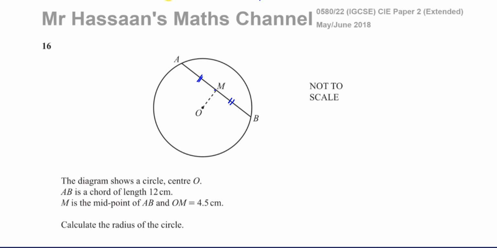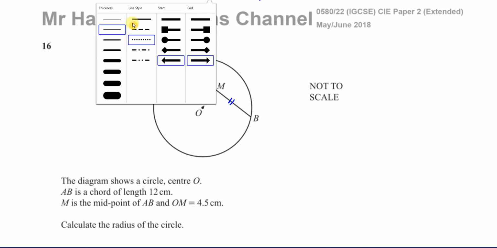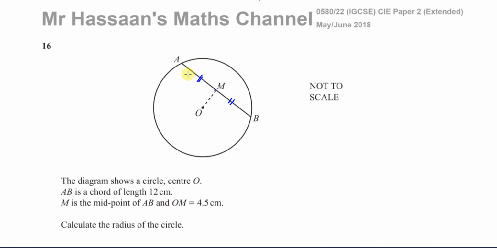Now, one of the laws that we should have learnt and should remember from circle theorems is the fact that if you have a radius, which this would be if you continue on to the end, cutting the chord into two equal halves, then it meets it at right angles. So when a chord is cut into two equal halves, the line coming from the center to the midpoint of the chord will meet the chord at right angles. That's something that we should know.